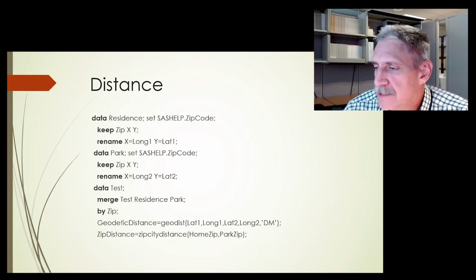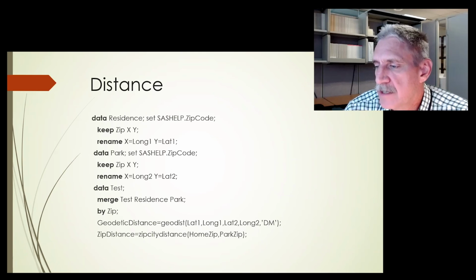So zip city distance is made to do between two different cities, but just plug in your two zip codes, and it'll tell you how far apart they are from the center of zip to center of zip. Geodetic distance is more accurate because it's going from lat long. Now, if you're using zip code to look up lat long, you just will use zip distance to start with.